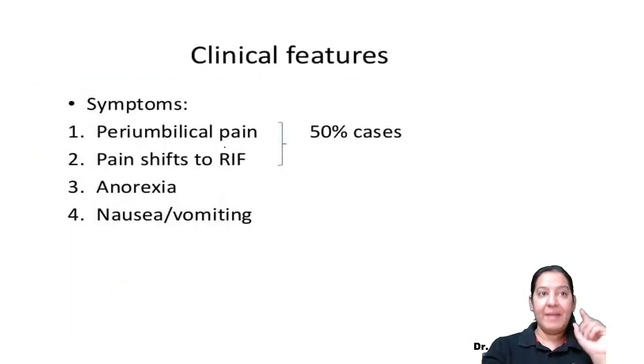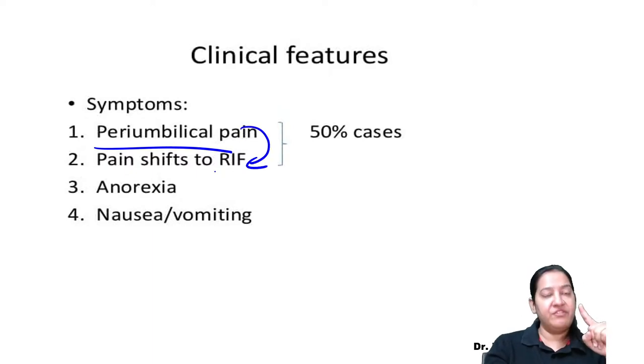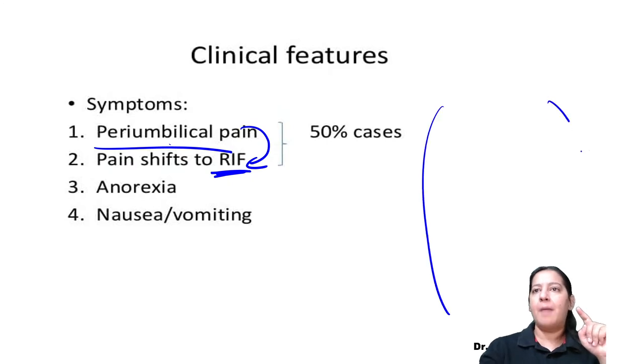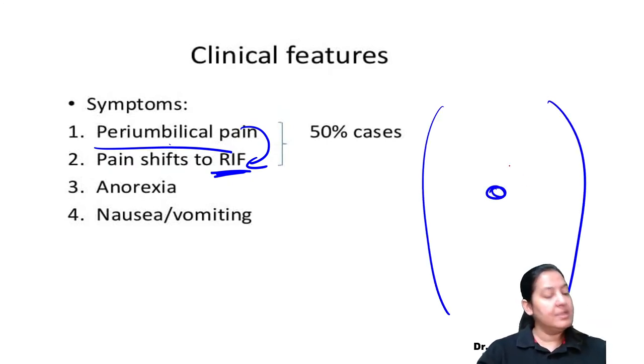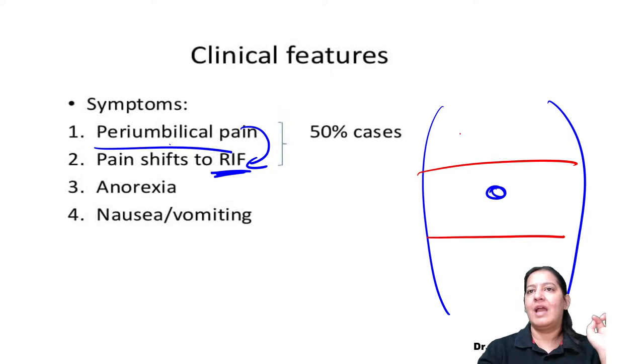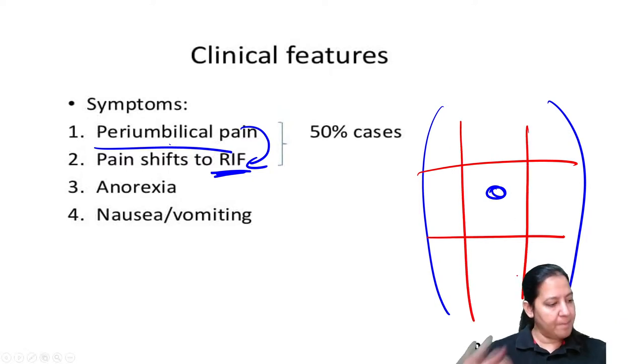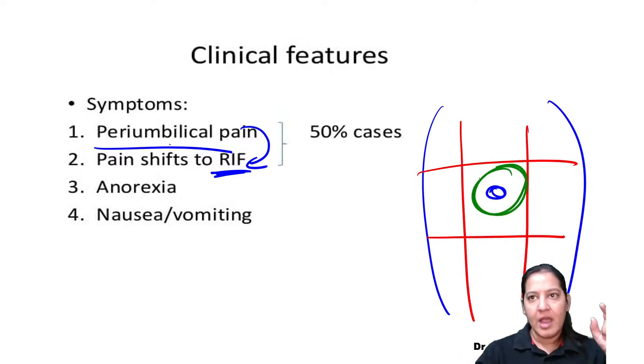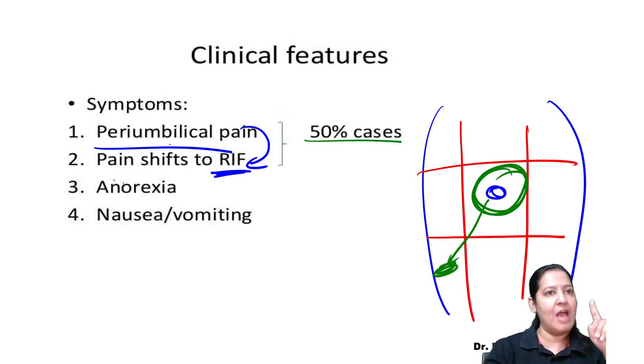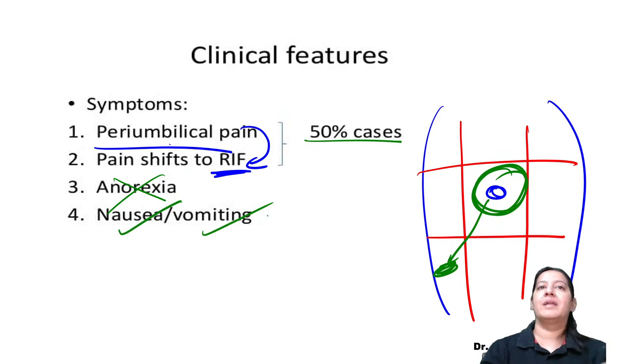Clinical features. Patient has periumbilical pain which gradually shifts to the right lower quadrant. It starts first from the periumbilical region. So this is the abdomen, this is the umbilicus. These are the nine quadrants. So patients start complaining that I am having pain here and gradually the pain shifts here. This is a typical complaint in 50% of patients. Anorexia, loss of appetite, nausea, vomiting. And the pain is very severe, unbearable pain.